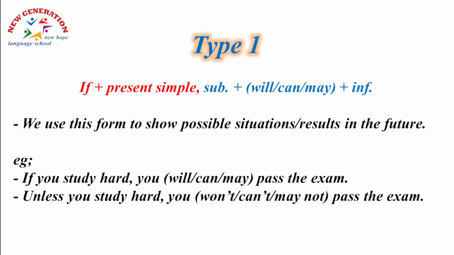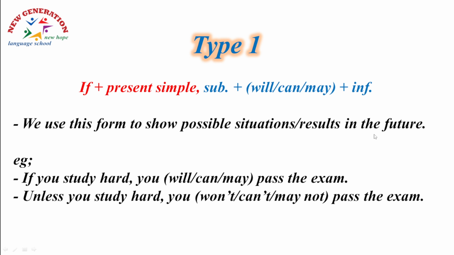Type 1, the first conditional. The form of the sentences is if plus a sentence in the present simple tense, and this part is called the if clause. Then the other sentence or the main clause of the conditional, the subject plus will, can or may, plus the infinitive form of the verb that shows the expected result. We use this form to show possible situations and possible results in the future.